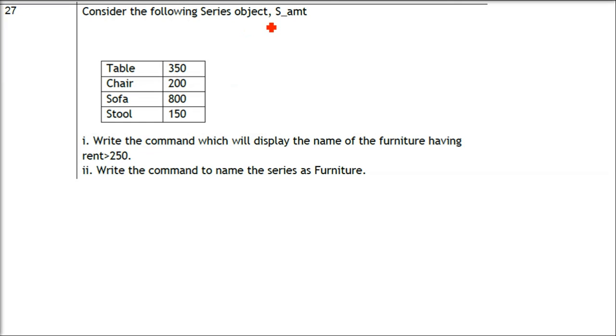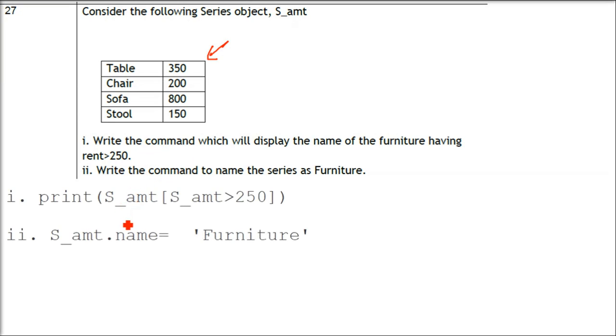Consider the following series object, which is S_AMT. Now write the command which will display the name of the furniture having rent greater than 250. So this is a series S_AMT. Now we have to write the command, and first we'll see this one, then we'll go to the other one. Great. So what we'll do, S_AMT is already given.